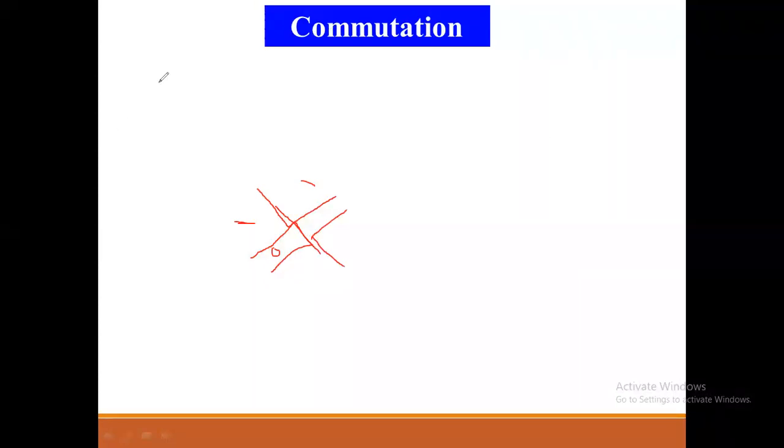Okay, now we will discuss the next point. This is a very important point, that is the commutation process. First of all, do you know the commutator? All of you know the commutator? What is the function of commutator? We have seen it in construction. That is the commutator, and what is the function of commutator?